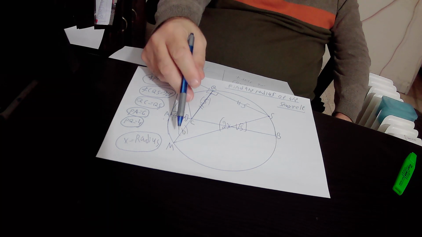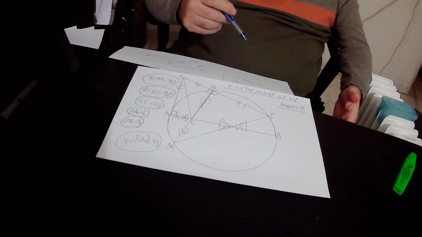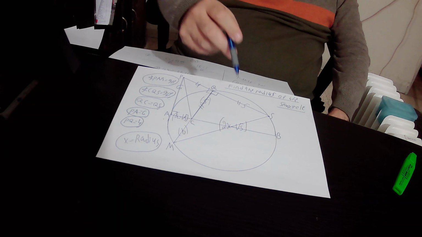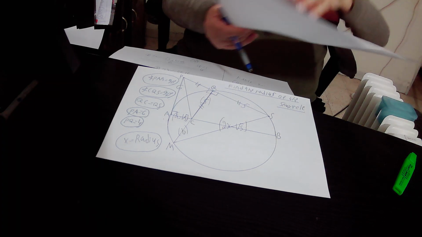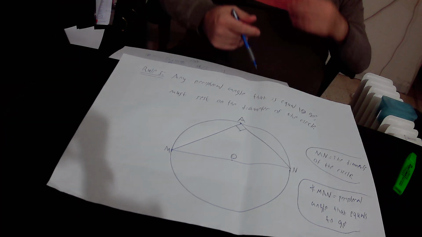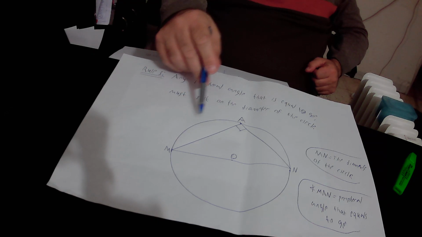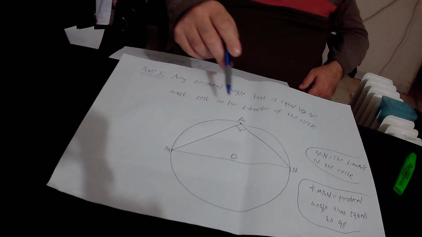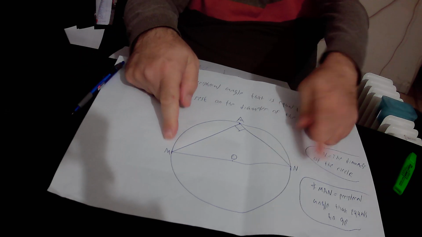So we have here peripheral angle MQS that is equal to 90 degrees, and therefore, according to rule number 5, it must rest on the diameter of the circle. I repeat, rule number 5: any peripheral angle that is equal to 90 degrees must rest on the diameter of the circle. In the drawing we have peripheral angle MAN equal to 90 degrees, therefore MN is the diameter of the circle.